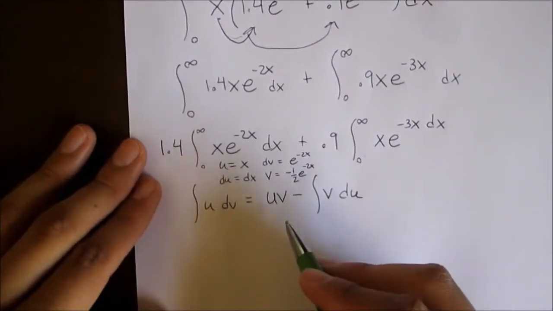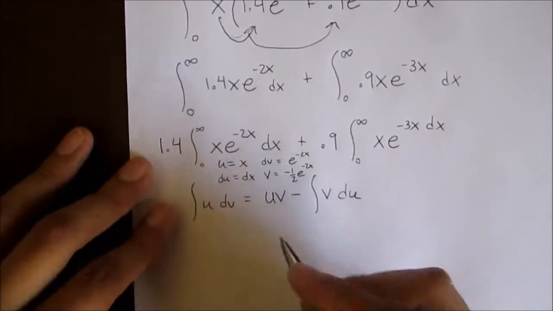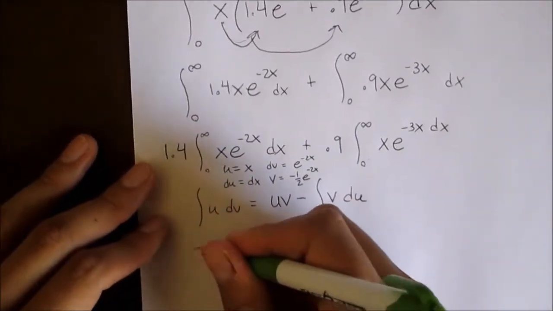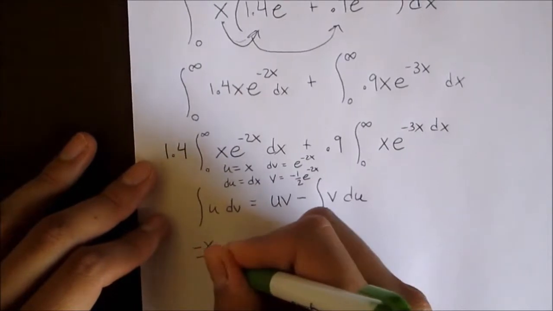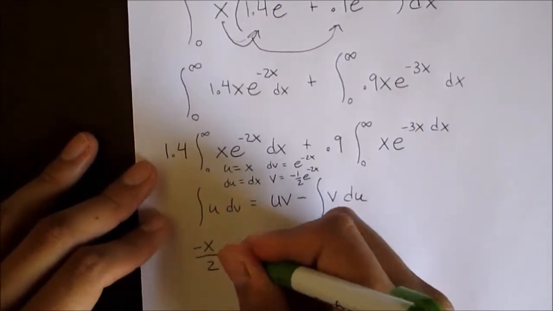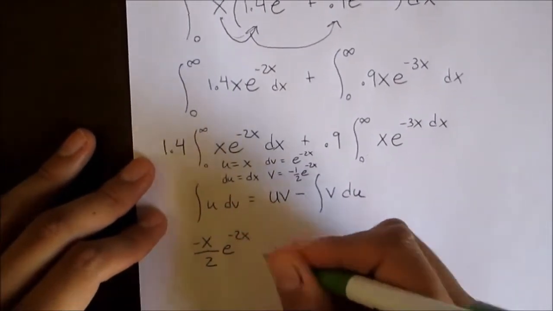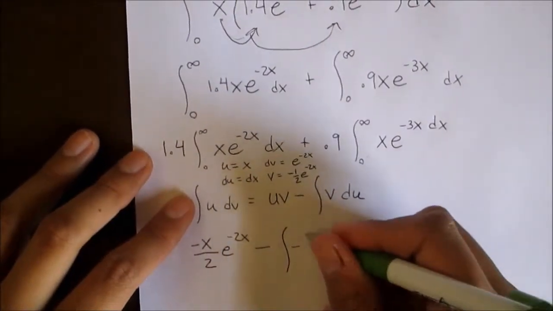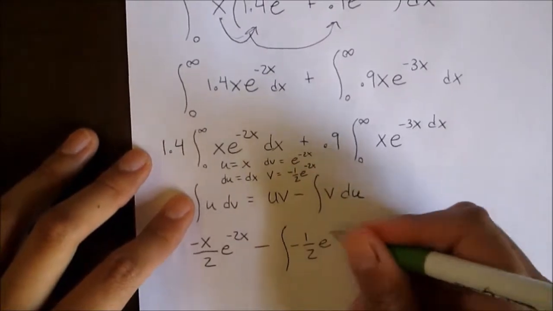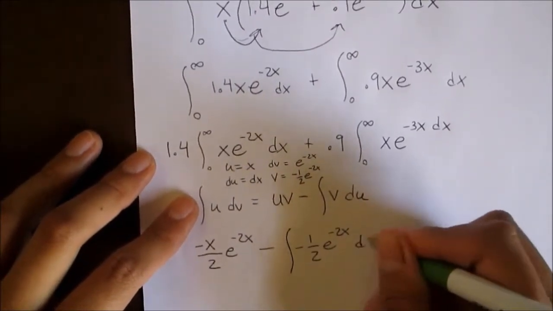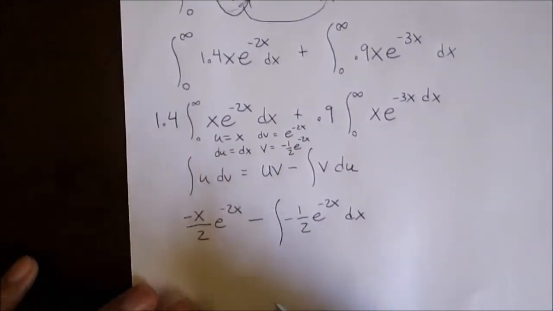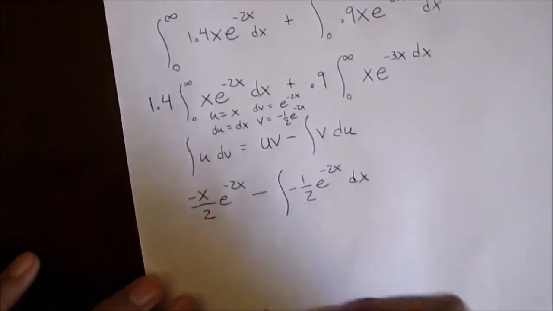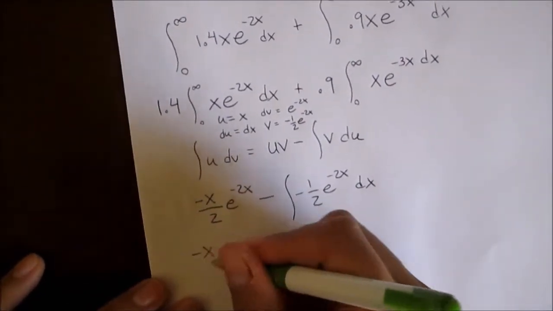Okay, and then apply the integration by parts formula. So uv, that's negative x over 2, since we're multiplying them, e to the negative 2x minus the integral of v, so that's negative 1/2 e to the negative 2x with respect to x. Okay, now at this point, we can just pull out the half.